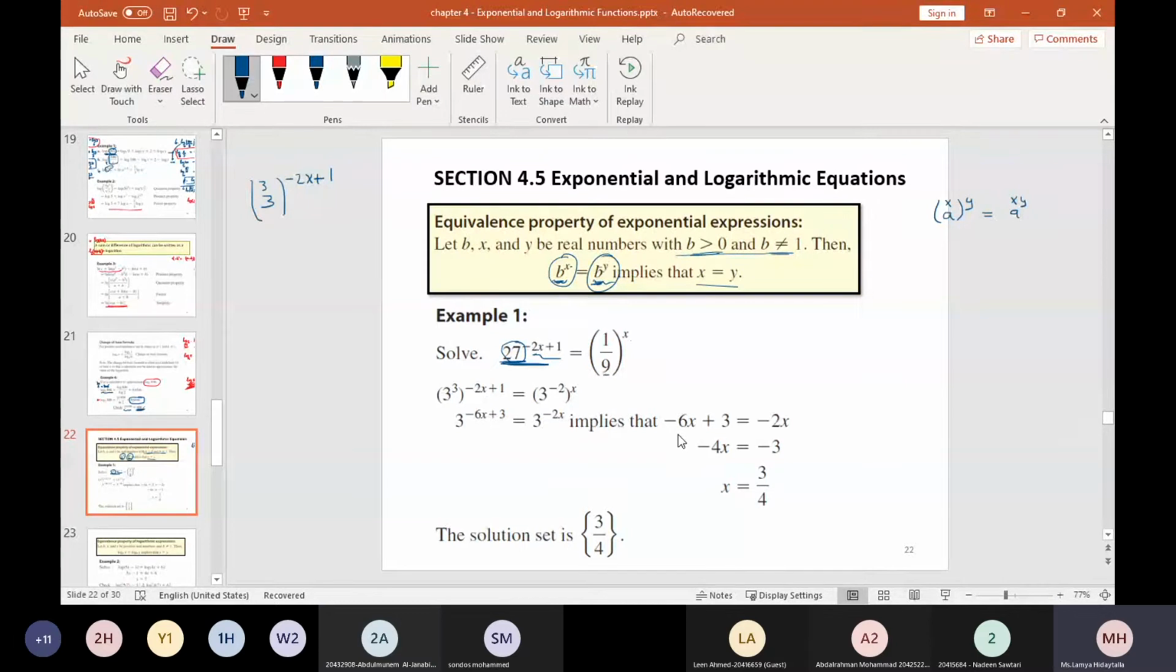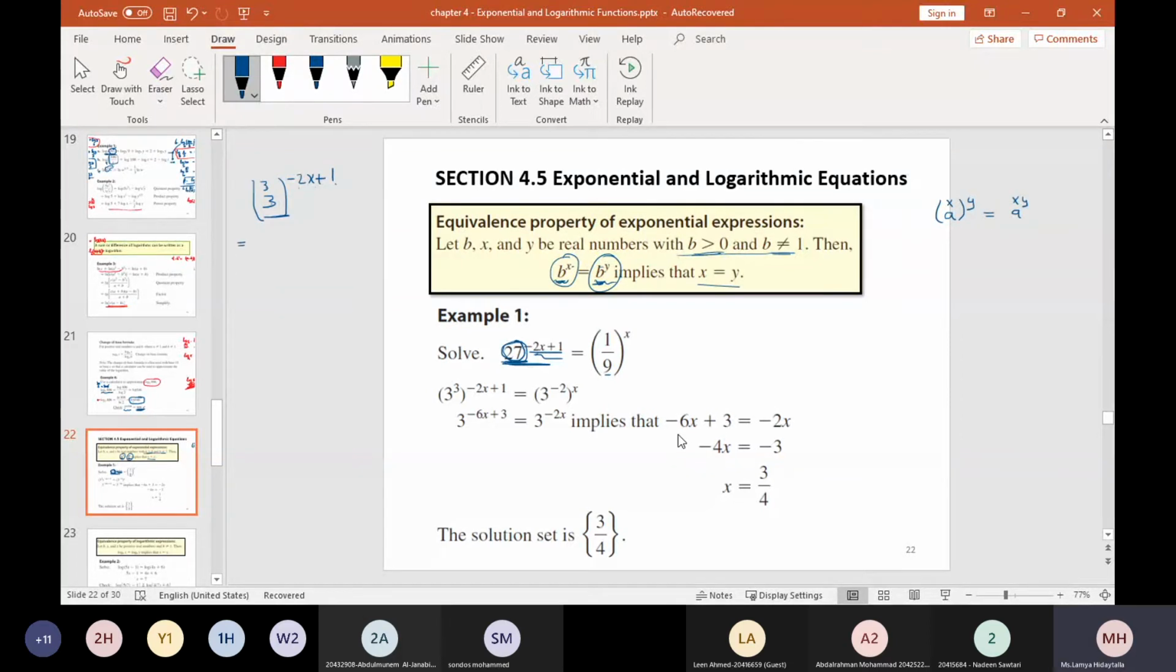We had 27. What is 27? 27 is just 3 to the power 3. And then that number had what power? Minus 2x plus 1. So this is to the power minus 2x plus 1. Okay, this one is equal to what?